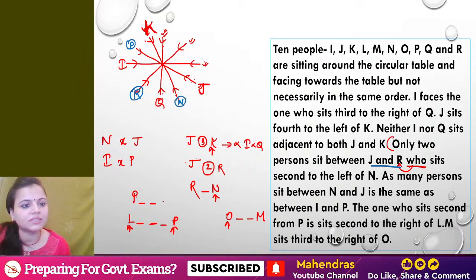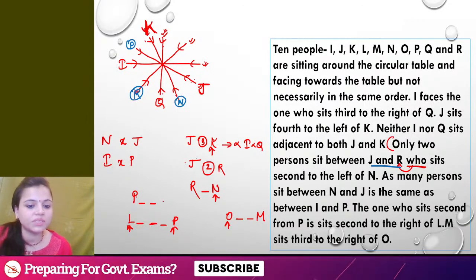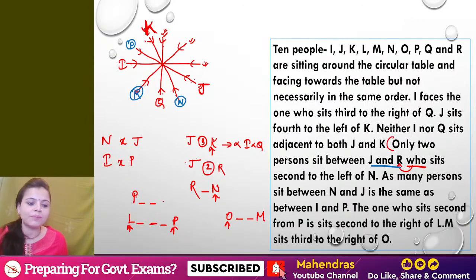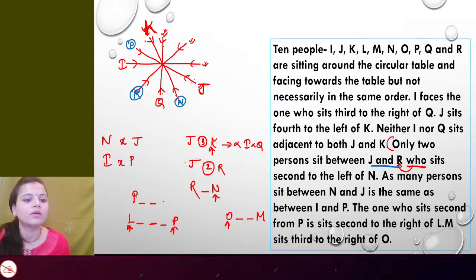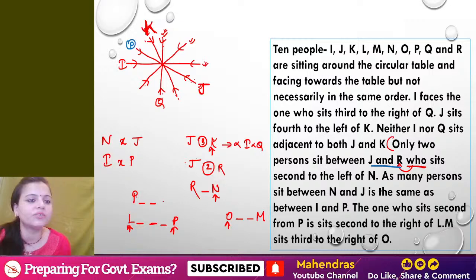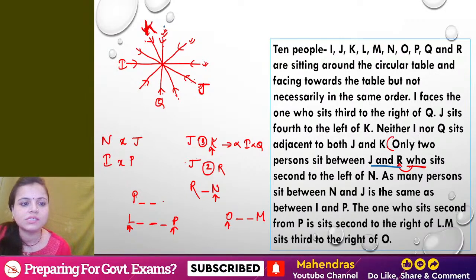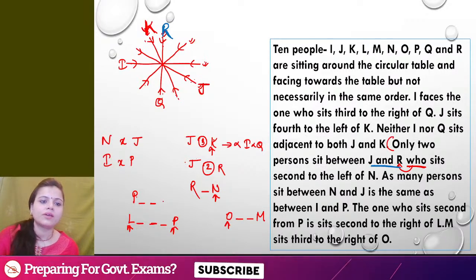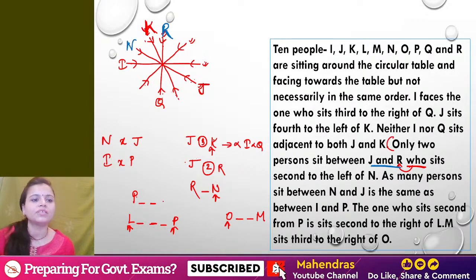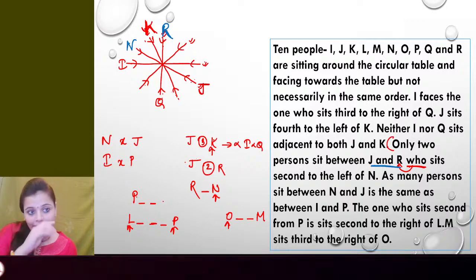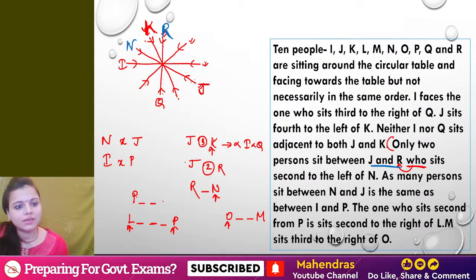Okay, now we are getting the three places. But what about O and M? There's no place for O and M, because they are immediate neighbors, and we need two places between O and M. So that means this possibility is wrong. So just erase this extra person which we have. Now we can put R in this place, right? And R is second left of N. So this place is for N. Now N and J are opposite. If N and J are opposite, that means I and P are also opposite.